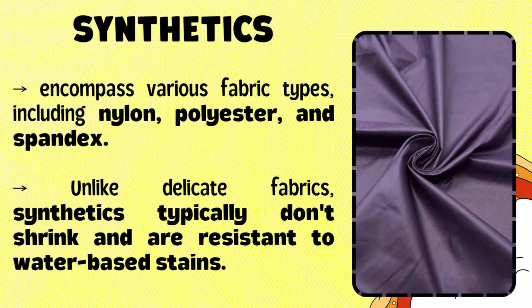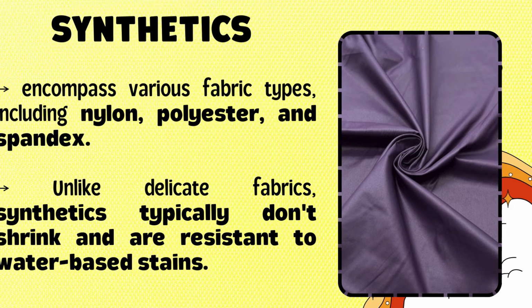Synthetics encompass various fabric types, including nylon, polyester, and spandex. Unlike delicate fabrics, synthetics typically don't shrink and are resistant to water-based stains. These fabrics are made by people using modern technology instead of coming from natural sources. They are usually strong, easy to care for, and resistant to stains. Synthetic fabrics are commonly used in everyday and sports clothing.